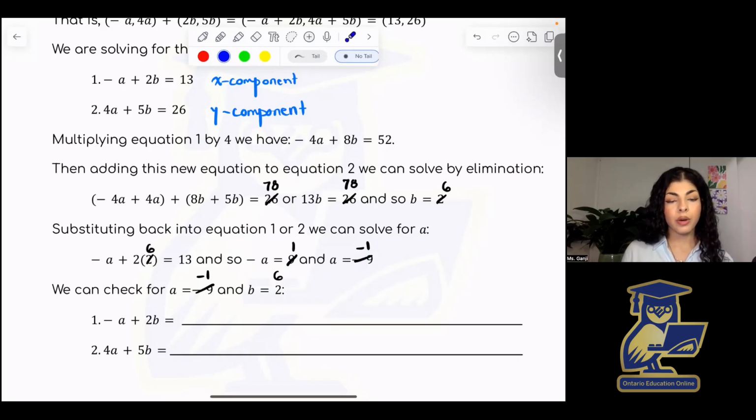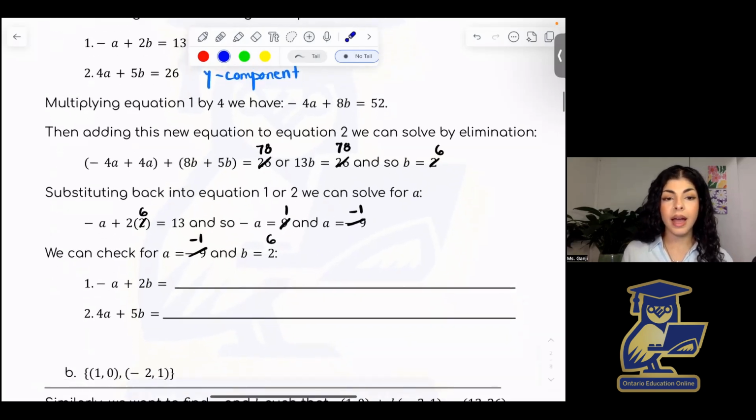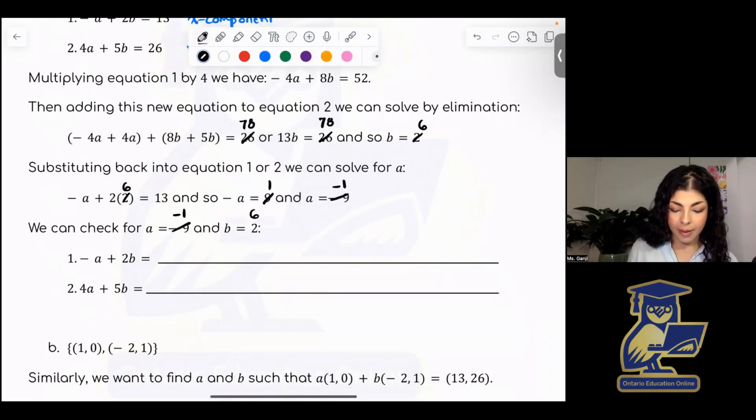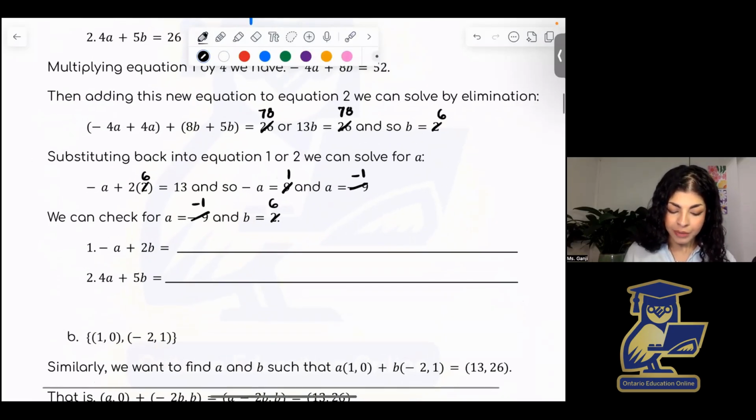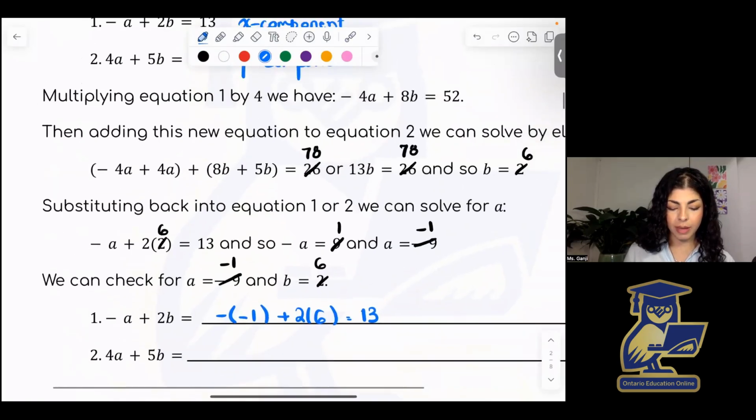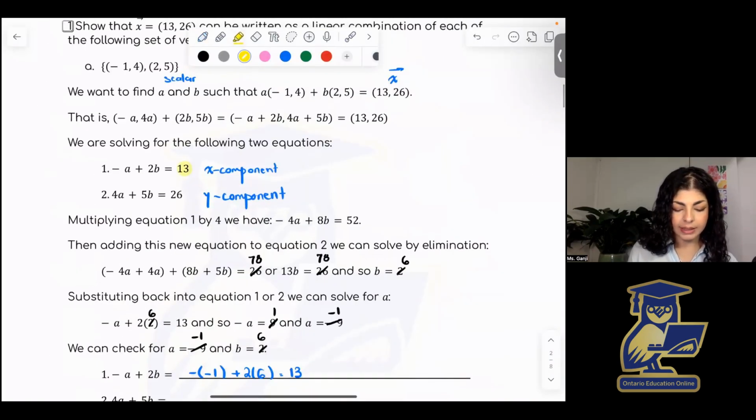And now we are going to check. And this part is super important in case you also make an error like I did. And had I gotten to this check, I would have seen that my answer would have been incorrect. So then I would have made an adjustment. So let's double check now. So here, -A is going to be -(-1) plus 2 times 6. And this is 1 plus 12, which is 13. And this matches my right-hand side here as expected.